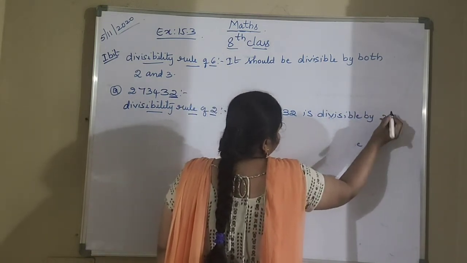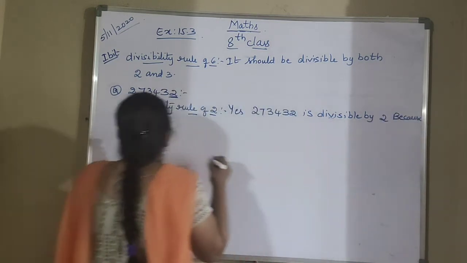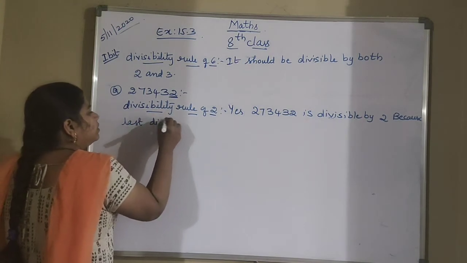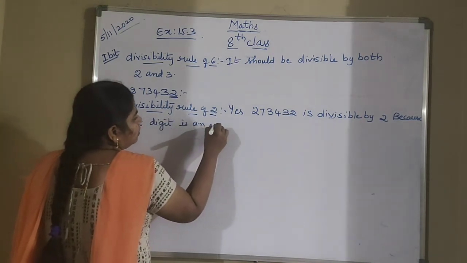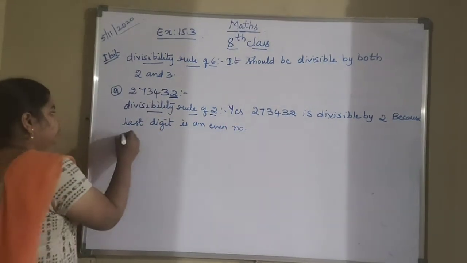So yes, 273432 is divisible by 2 because the last digit is an even number.